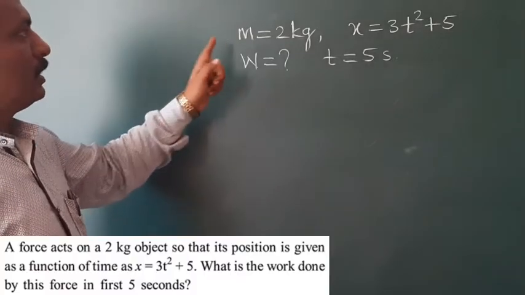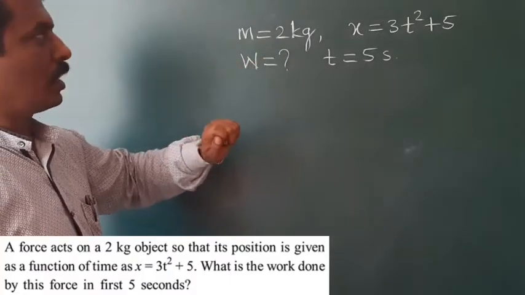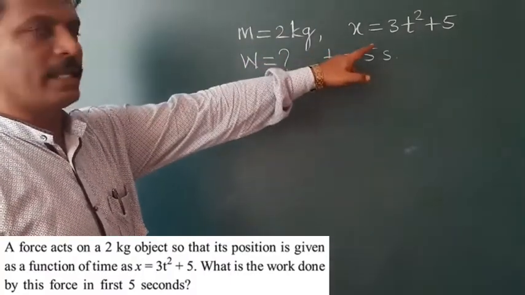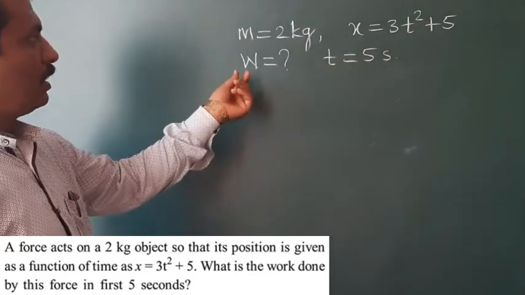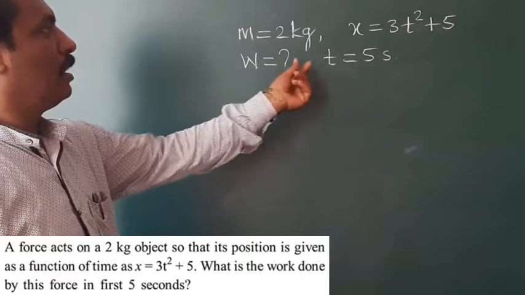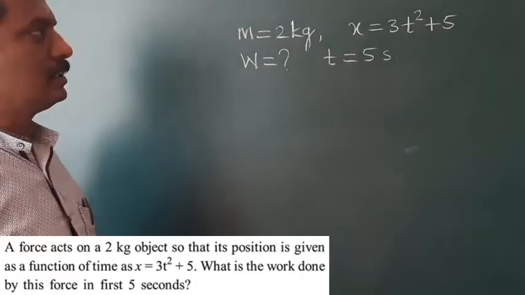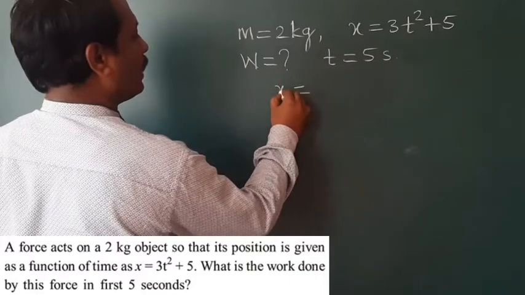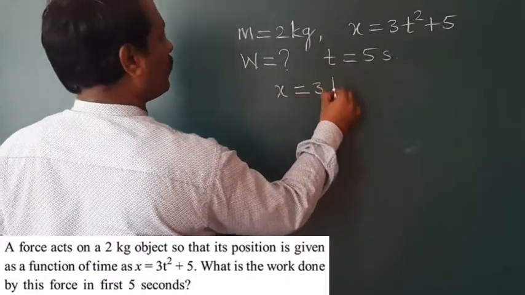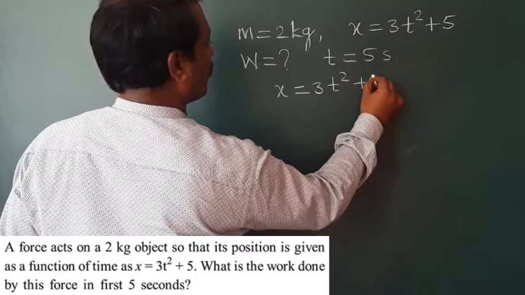A force is acting on a body of mass 2 kg and the position of the body at any time is given by x equal to 3t square plus 5. Then what is the work done in first 5 seconds? This is the question. So here the position of the particle at any time is given, x is equal to 3t square plus 5.